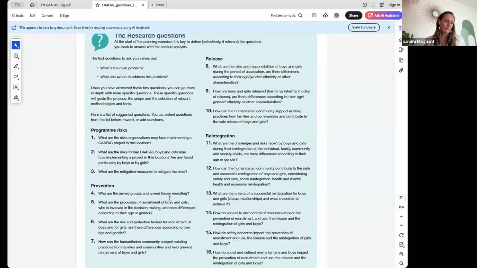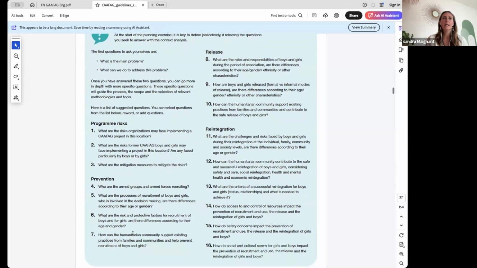Then, what are the risk and protective factors? Question 6 is really important if you want to do prevention programs. You need to understand the risk factors that increase the likelihood of child recruitment and, on the other side, the protective factors. If you want to design effective prevention programs, your program needs to address these risk and protective factors. And the last one is, are there any existing community-based mechanisms or practices? Maybe the families have already set up some system to prevent the recruitment of their children. So it's good to understand those practices so that you can leverage them and build on them in your program.